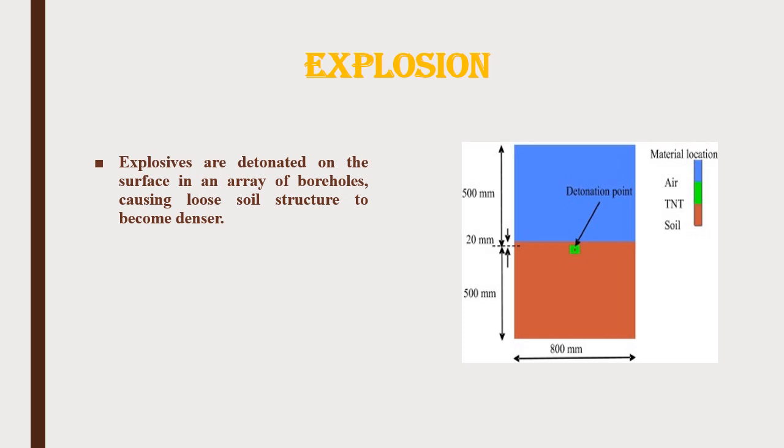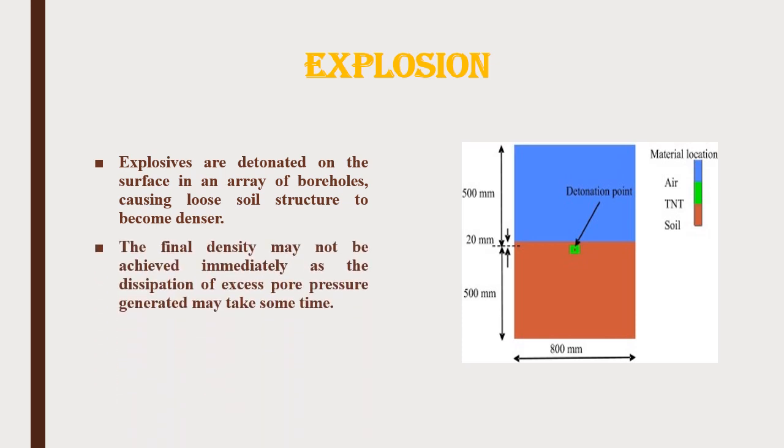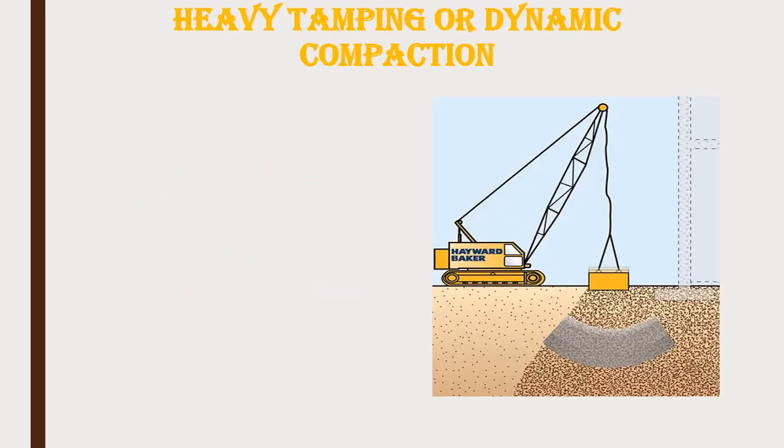About 500 mm is the air, about 20 mm is fixed as the detonation point, and about 500 mm is the soil. The final density may not be achieved immediately, as the dissipation of excess pore pressure generated may take some time.